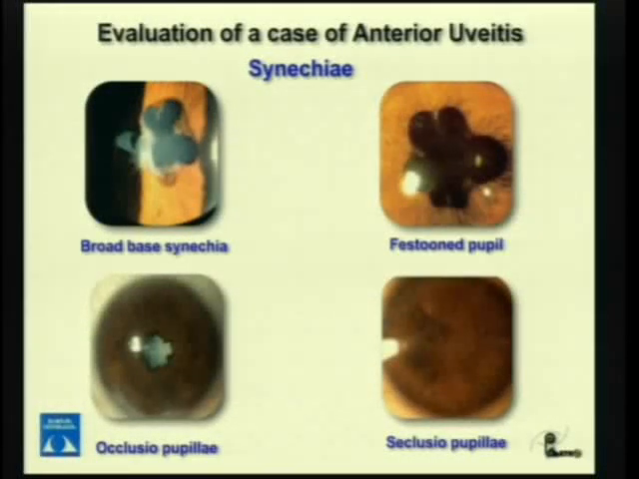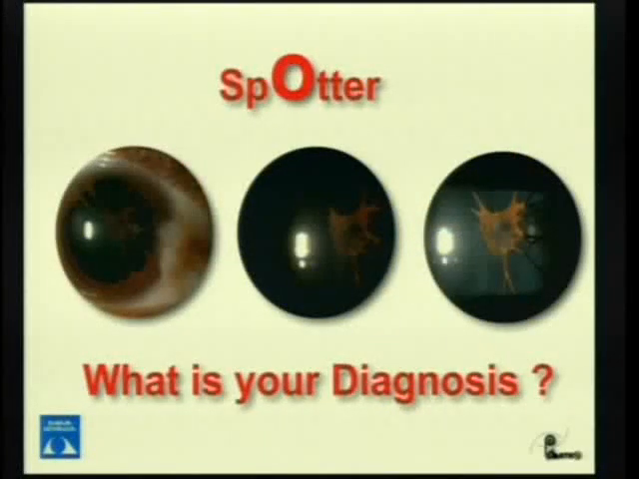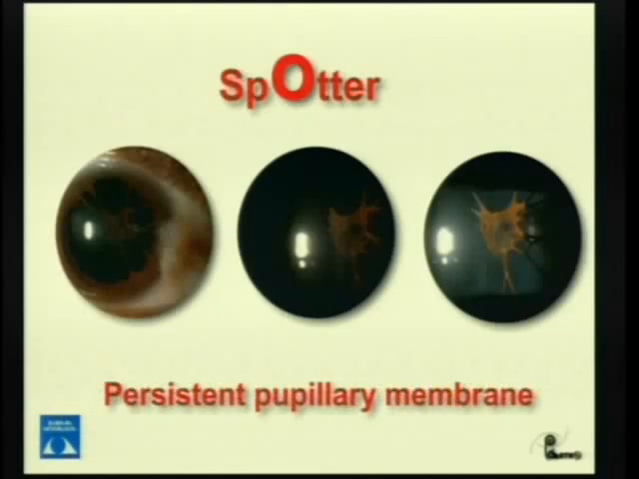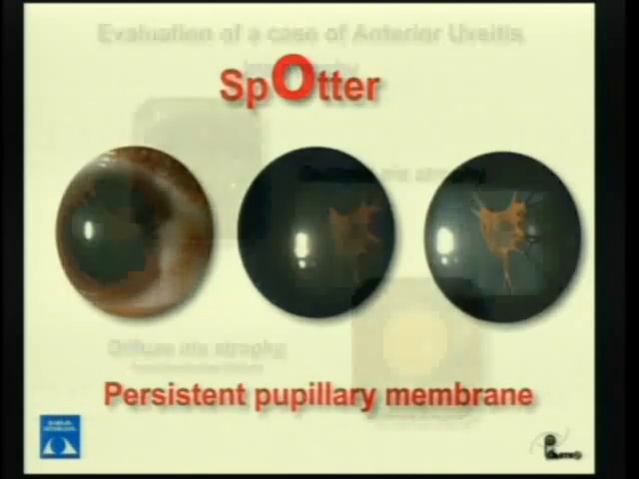Then iridolenticular synechia can be divided into broad-based synechia, festooned pupil, occlusio pupillae, and seclusio pupillae. Now, what is the type of this synechia? Only the central part is attached. Anyone? This is a googly actually. This is persistent pupillary membrane. So don't confuse persistent pupillary membrane with synechia.